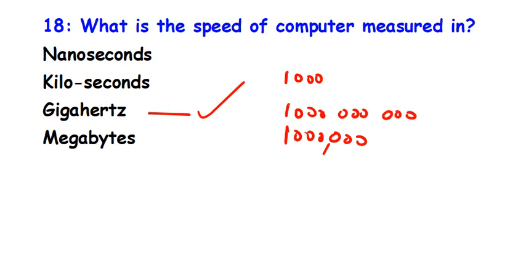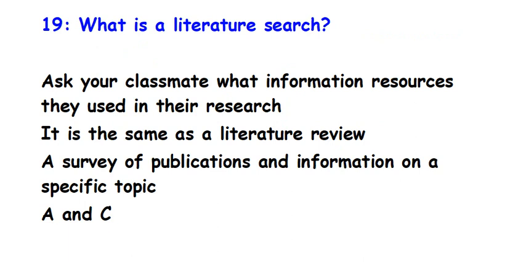Nanoseconds, close to that. So basically the speed of a computer itself is measured in gigahertz. What gigahertz does is measure the clock speed of a computer processor. You're trying to measure the speed at which your computer is going to be moving. So that is very, very important.